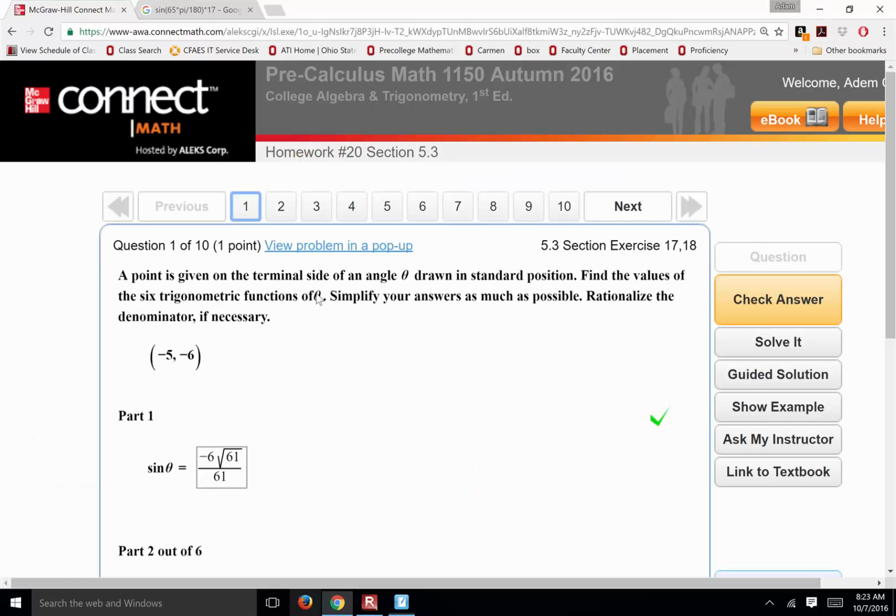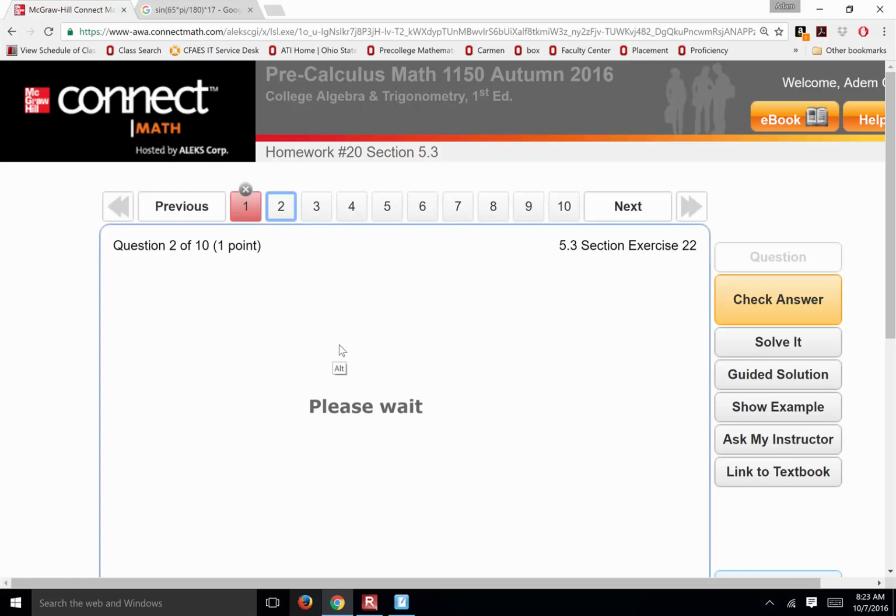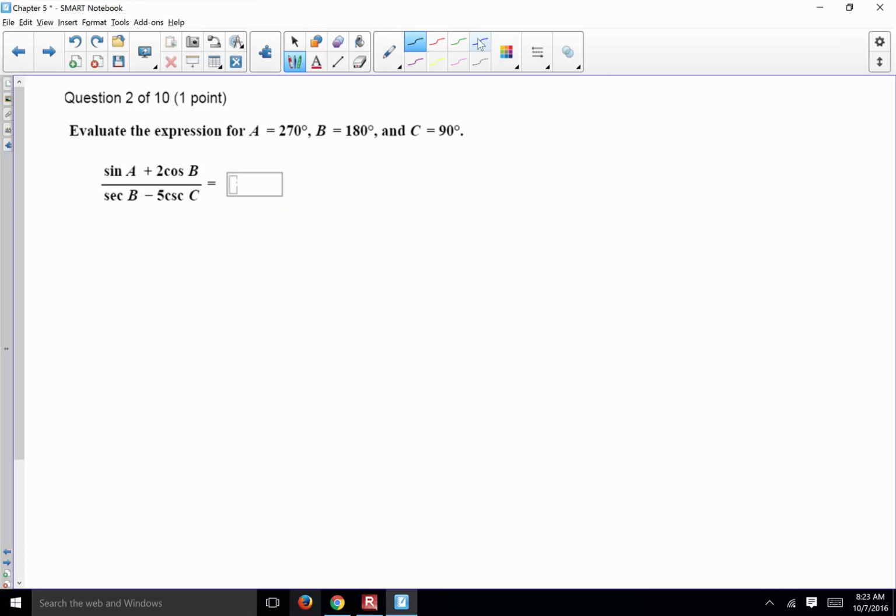Going to the next one. There are 3 angles given here, A, B, and C. Oh, how nice they are: A is 270, B is 180, and C is 90. We need to put them in under sine, cosine, secant, and cosecant, and compute this ratio. So I need to get each and every one of these angles, starting with sine A. What is sine A?